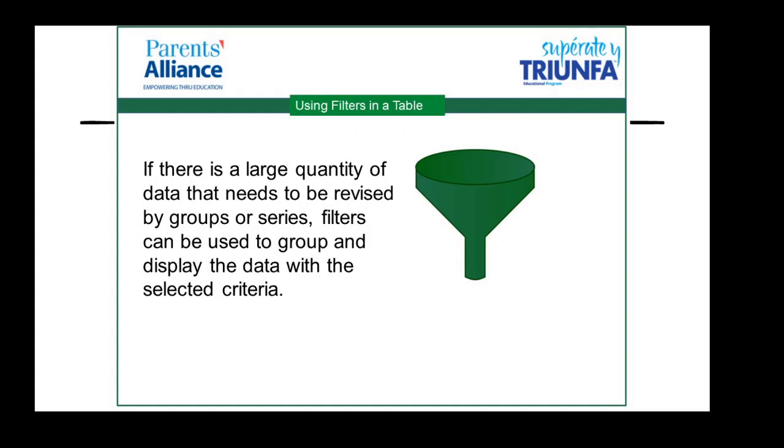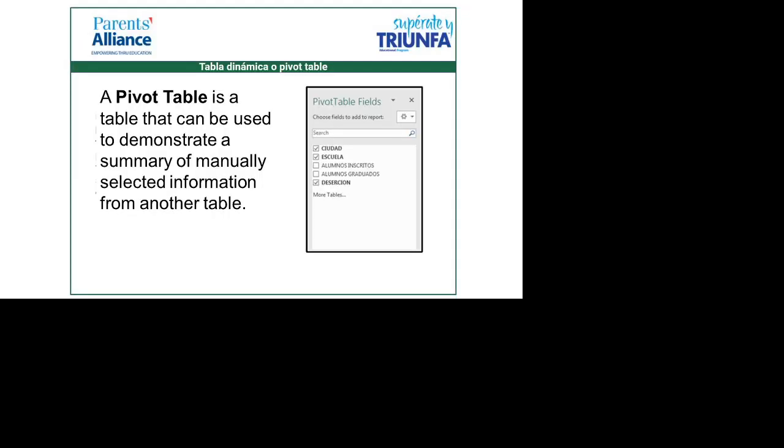So those are filters. And we are also going to work on a pivot table. A pivot table can be used to summarize information that is manually selected from another table. And again, you will see how we do this, and it is super cool. So let's get started.